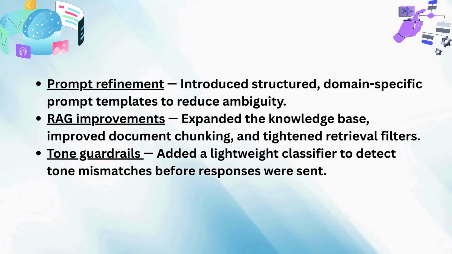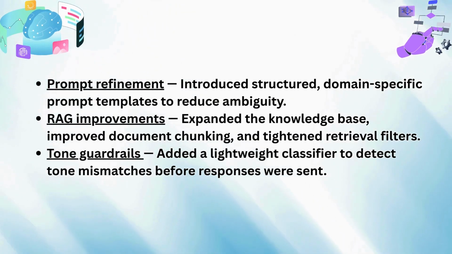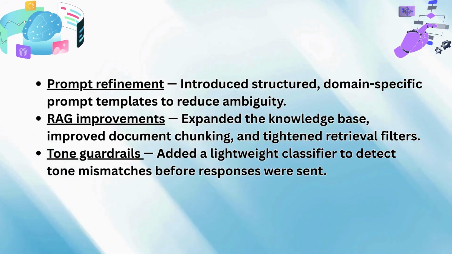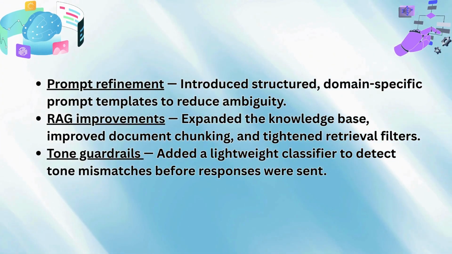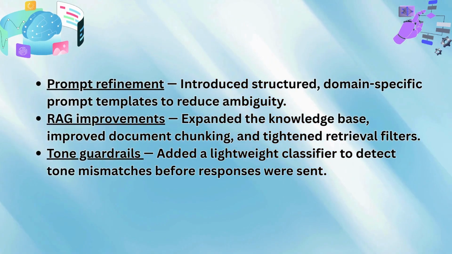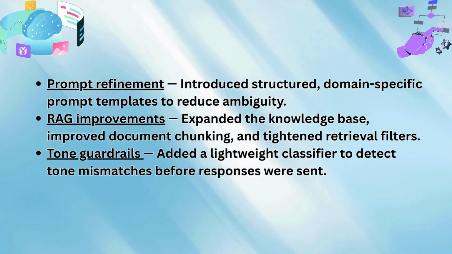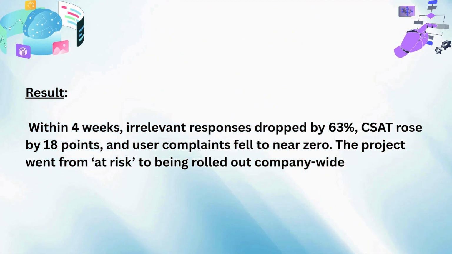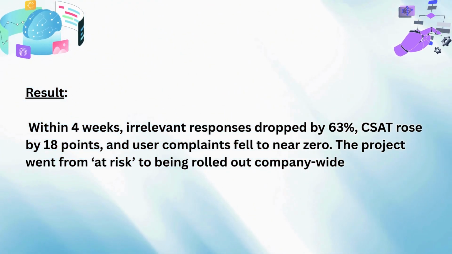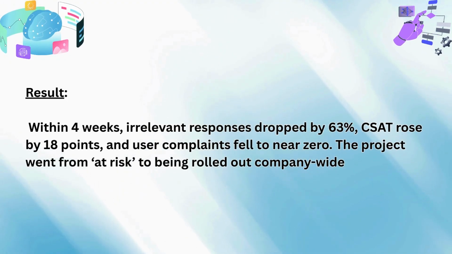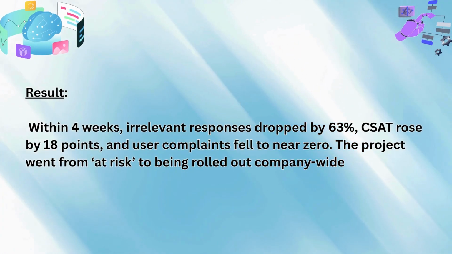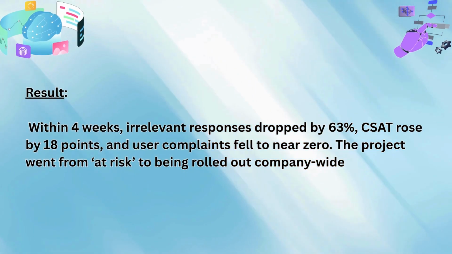RAG improvements: expanded the knowledge base, improved document chunking, and tightened retrieval filters. Tone guardrails: added a lightweight classifier to detect tone mismatches before responses were sent. Result: within 4 weeks, irrelevant responses dropped by 63%, CSAT rose by 18 points, and user complaints fell to near zero. The project went from at risk to being rolled out company-wide.